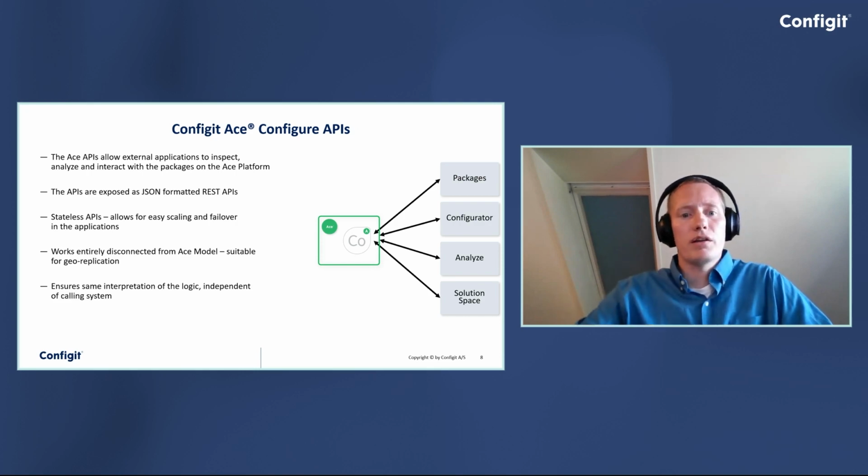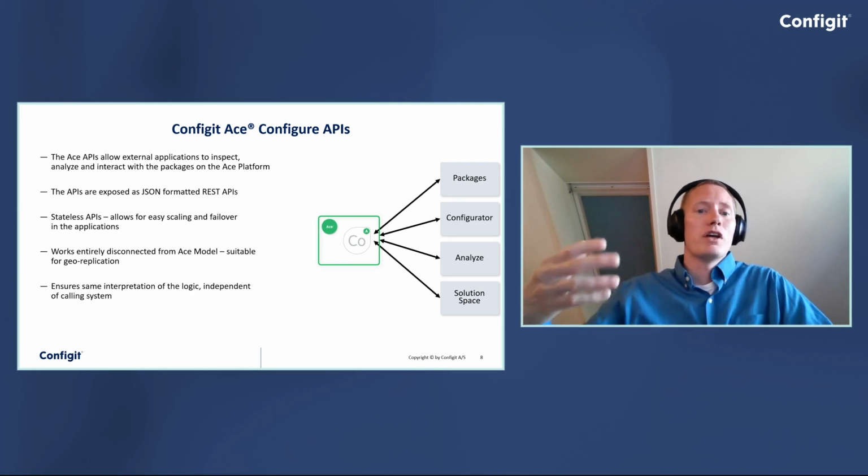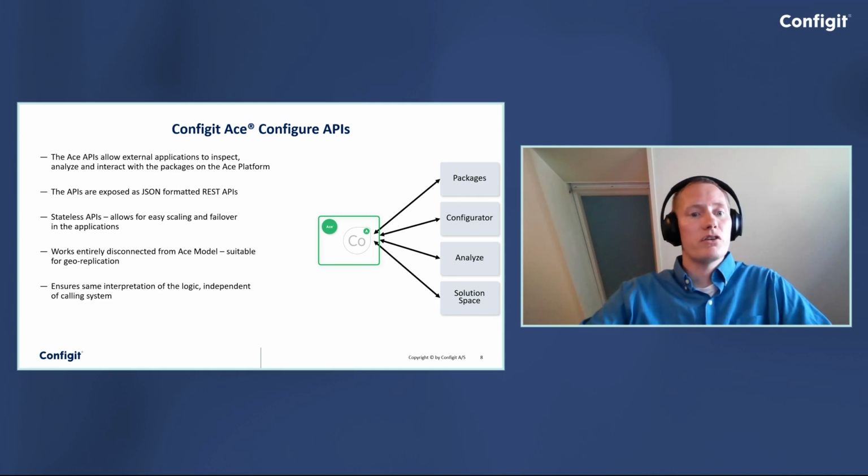Besides that, they work entirely disconnected from the ACE model, as I said before. So it's also very suitable for geo-replication, where you can have ACE platforms installed around the world to give the best experience to your users as well. But the key thing is, of course, it ensures the same interpretation of the logic no matter what application calls the configurator APIs at this point. So if you're an ERP system, or if you're a public website calling against the same ACE Configure instance, you will get the same great response times and the same response every time.